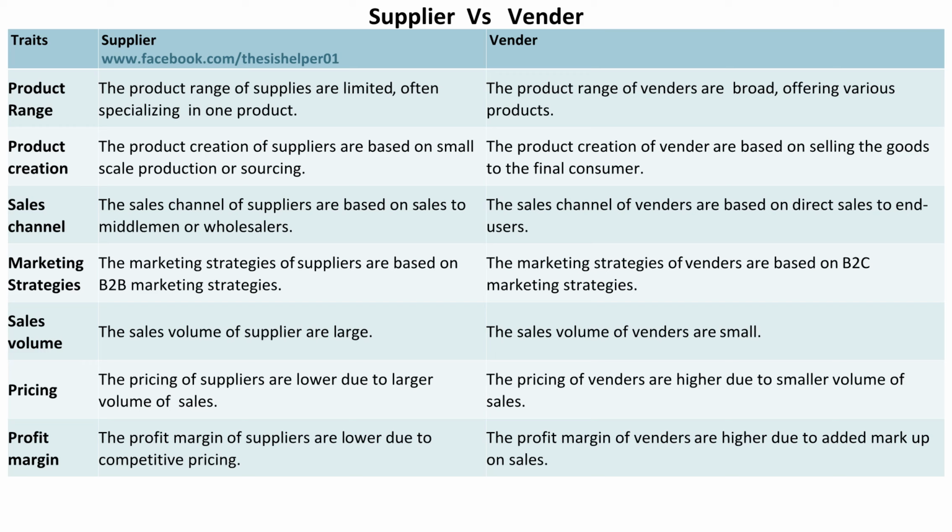The pricing of suppliers is lower due to larger volume of sales. Whereas, the pricing of vendors is higher due to smaller volume of sales. The profit margin of suppliers is lower due to competitive pricing. Whereas, the profit margin of vendors is higher due to added markup on sales.